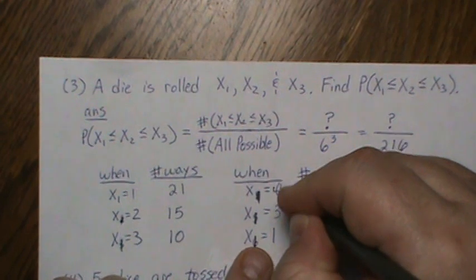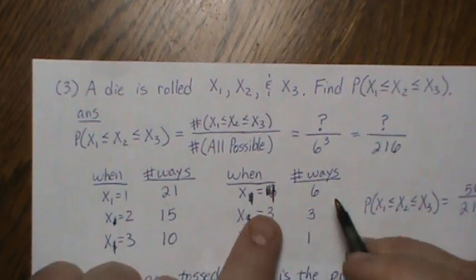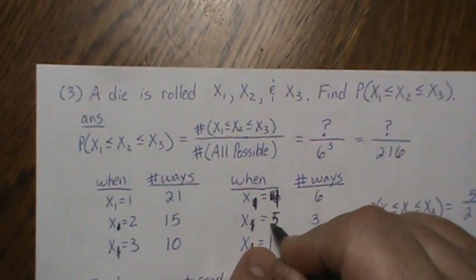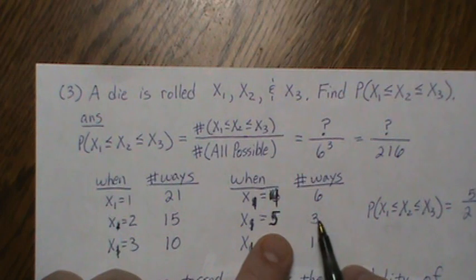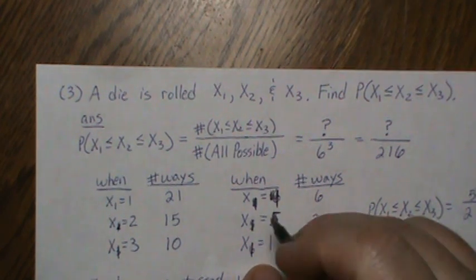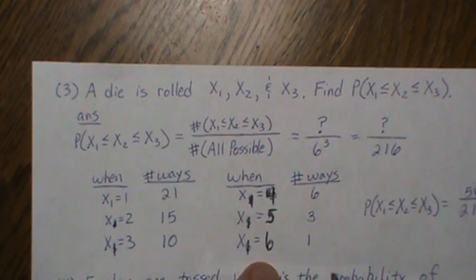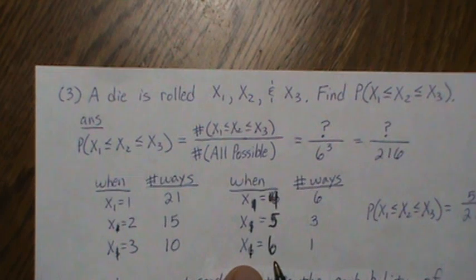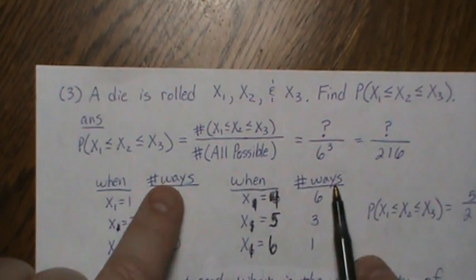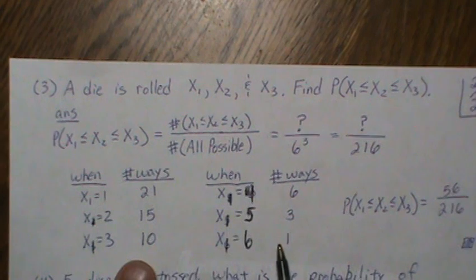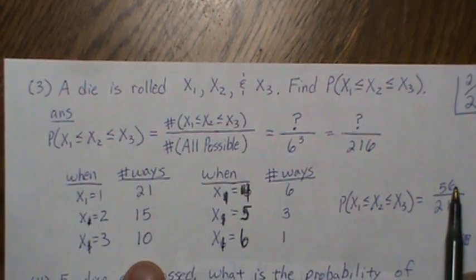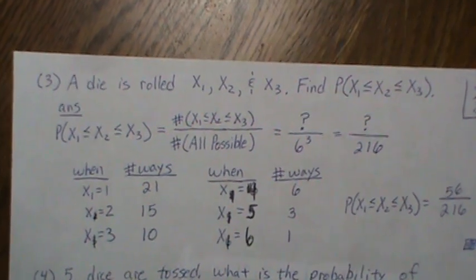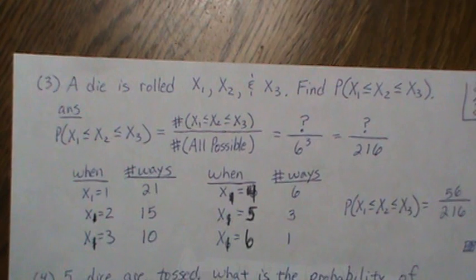is a 4, boy, did I booger this up. Then there's 6 ways that this can happen. If the first roll is a 5, then there's 3 ways. And if the first roll is a 6, then there's 1 way, right? Then the second roll has to be a 6 and the third roll has to be a 6. That's the 1 way. So if we add up these number of ways, we get 56. So the probability is 56 over 216. And sorry about this notational error.